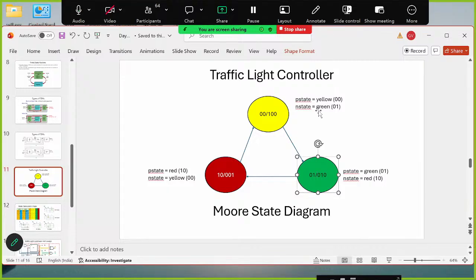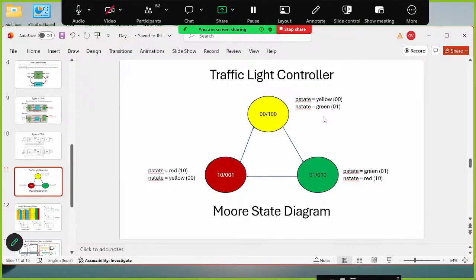I am assuming that my system is starting from this yellow light. I have just installed the traffic light and I have to turn it on using a switch. So I turn it on. Okay, in the morning I go there.